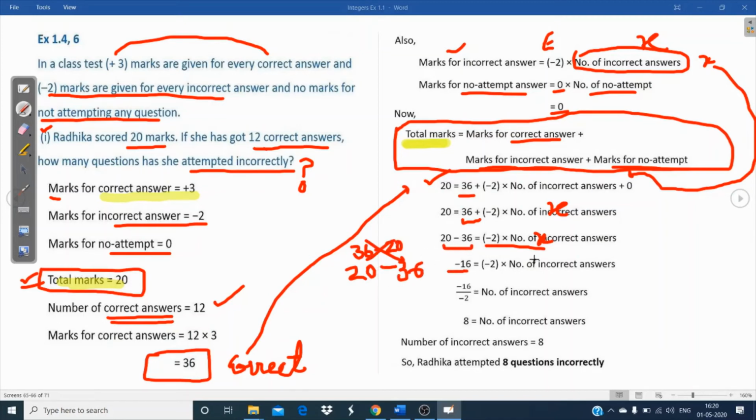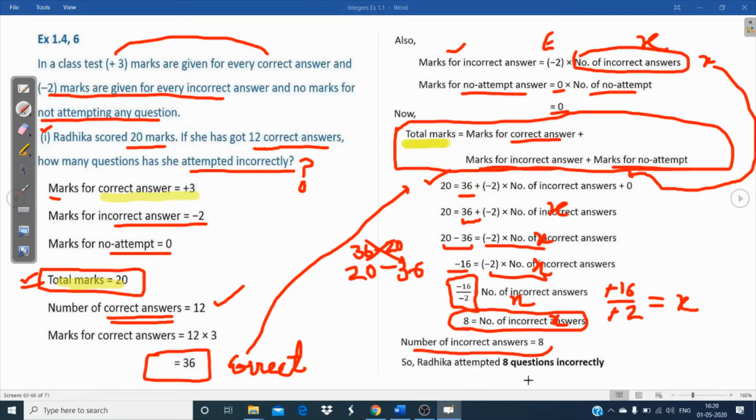Minus 16. Now with this x, minus 2 is attached by multiplication, so it will go in division. So minus 16 upon minus 2 is equal to x. Now do normal division. Minus minus cancel. 2 ones are 2, 2 eights are 16. So what value are you getting? You are getting the value 8. So the number of incorrect answers is 8.